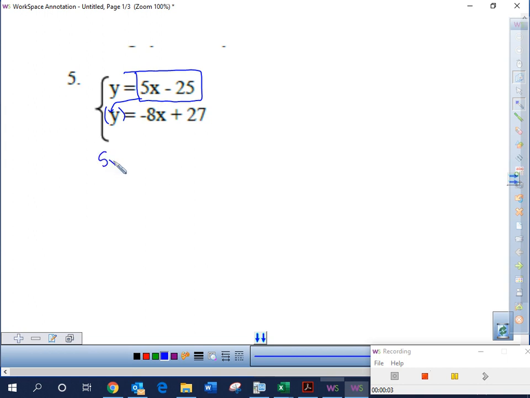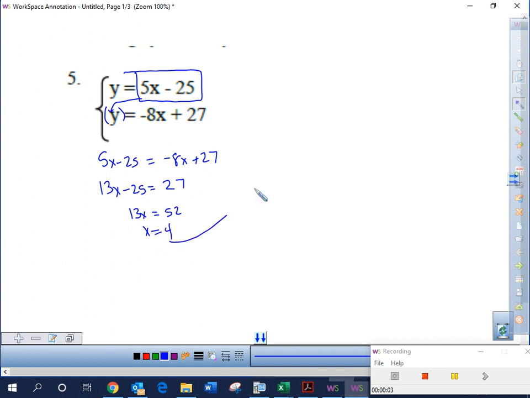So we'd get 5x minus 25, that just went in for y there, equals negative 8x plus 27. Now we're in business because we have just one variable in this equation, so we could end up solving for x. I'll add 25 over, and 13x equals 52, divide by 13, and x equals 4. There's half my ordered pair right there.